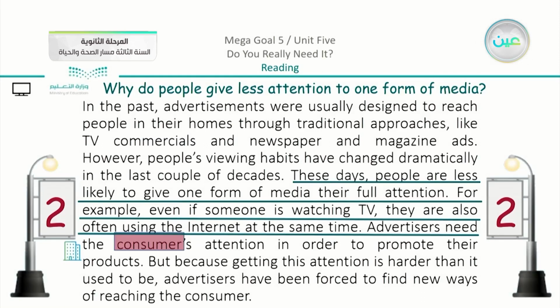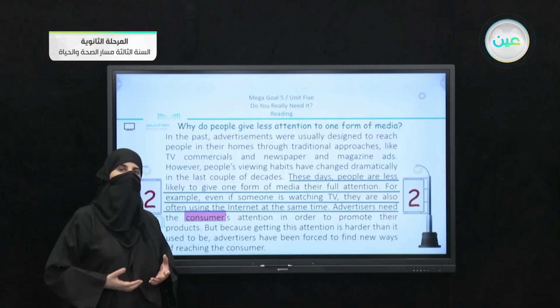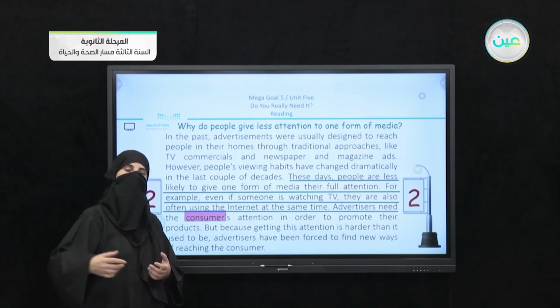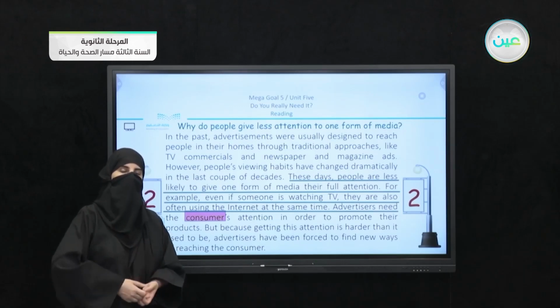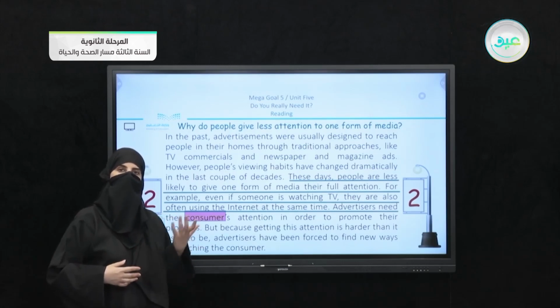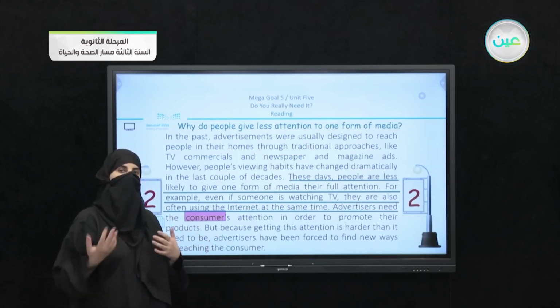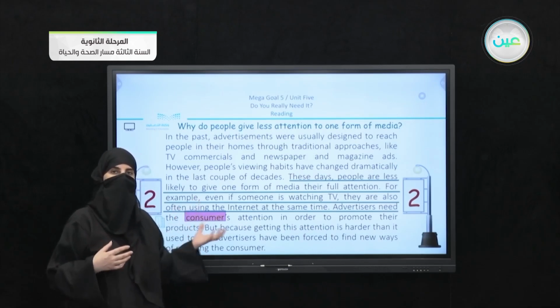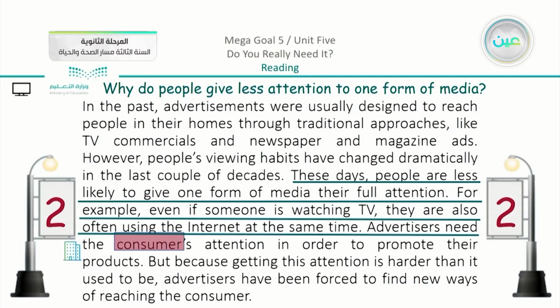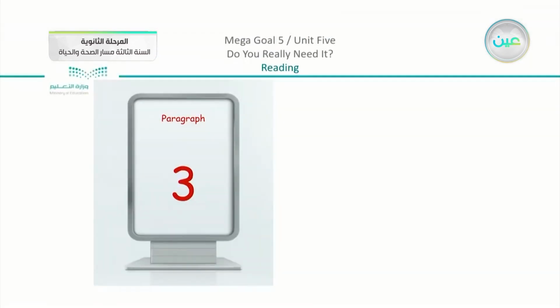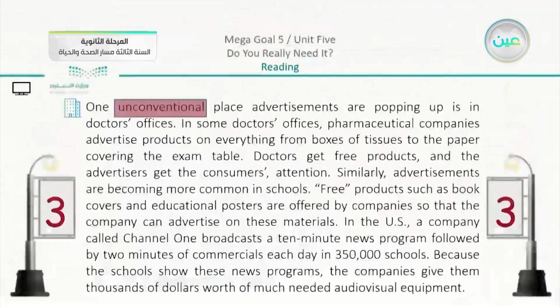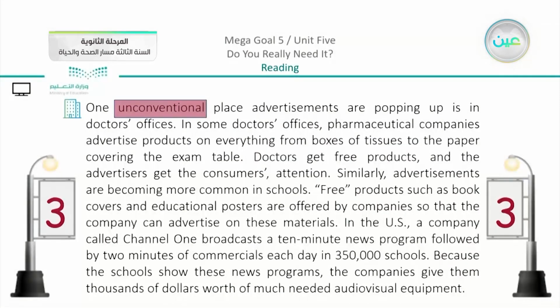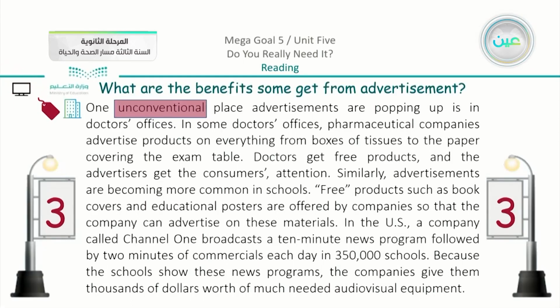So we can see here that this is something that is typical to happen, that we watch TV and at the same time we are using our phones, we are reading, we are searching through social media. So we can see that we are doing two things at the same time. So that's why attracting attention is very difficult. Now moving on with paragraph number 3, we can see in paragraph number 3 that we have here also, there is a main idea that we want, and we have here the question. What are the benefits some get from advertisement?